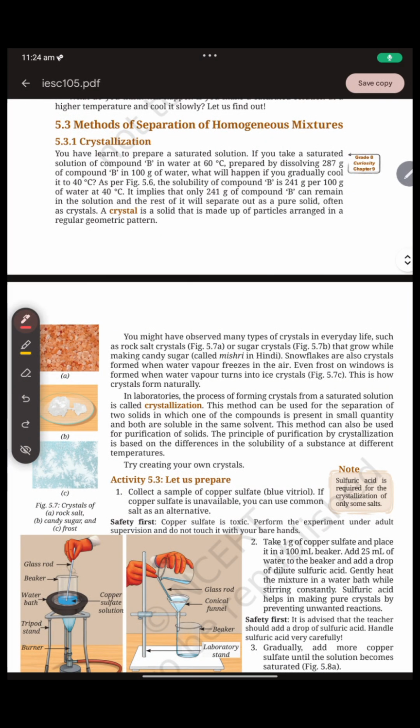Methods of separation of homogeneous mixtures. What are homogeneous mixtures? They are the mixtures where the components are completely soluble and they have uniform composition throughout.